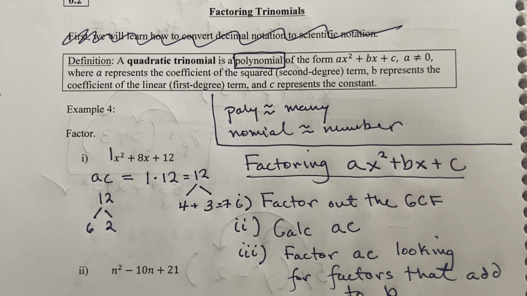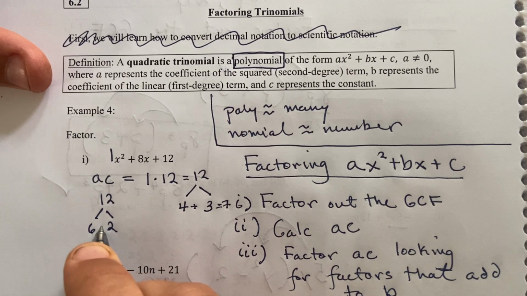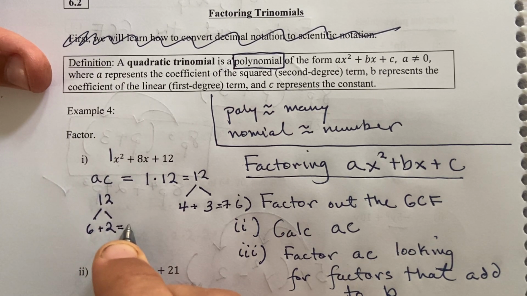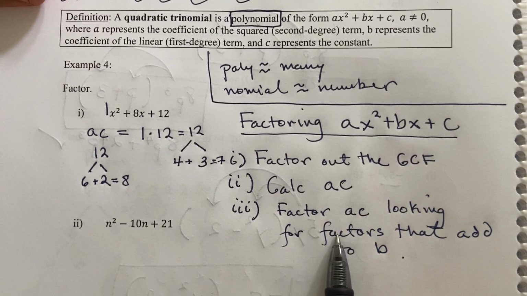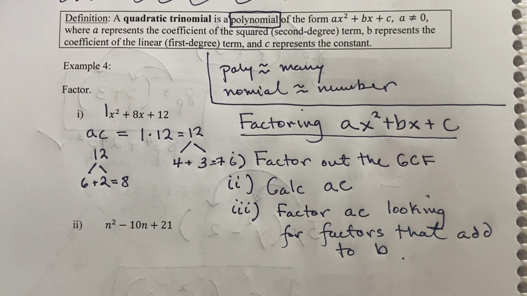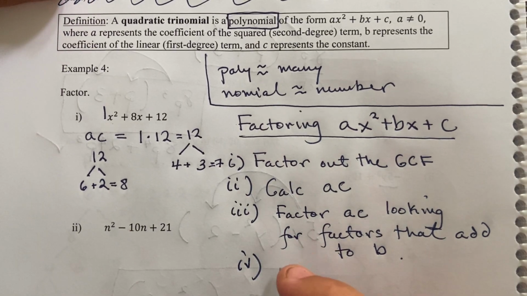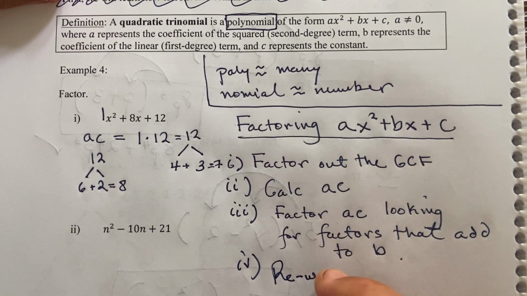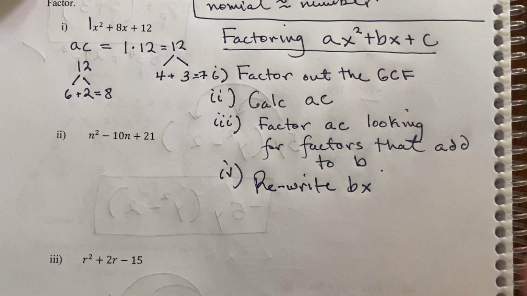Okay. After you find those factors, these work, by the way, because 6 times 2 is 12. That's one of the criteria. But also 6 plus 2 is 8. And that's this number in the middle. So that's what I mean by this step 3 is factor a times c, looking for factors that add up to b. Step 4, rewrite bx using the factors we found.